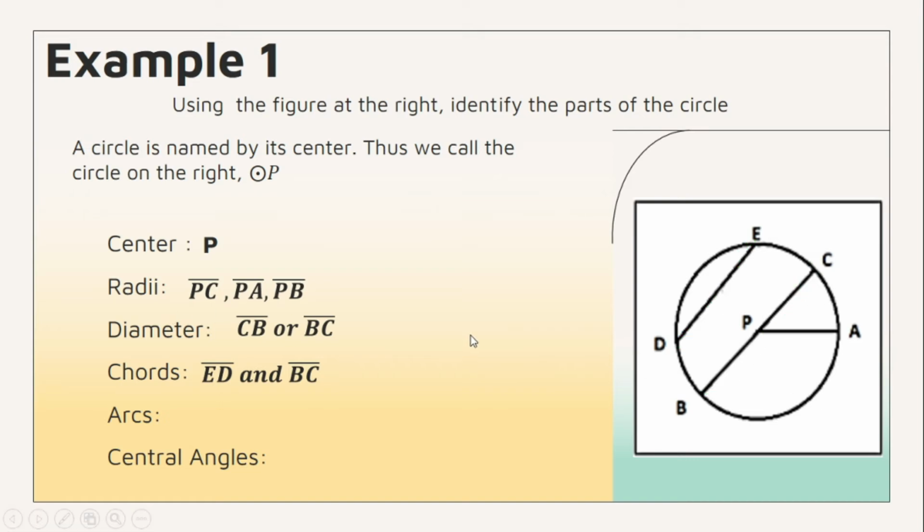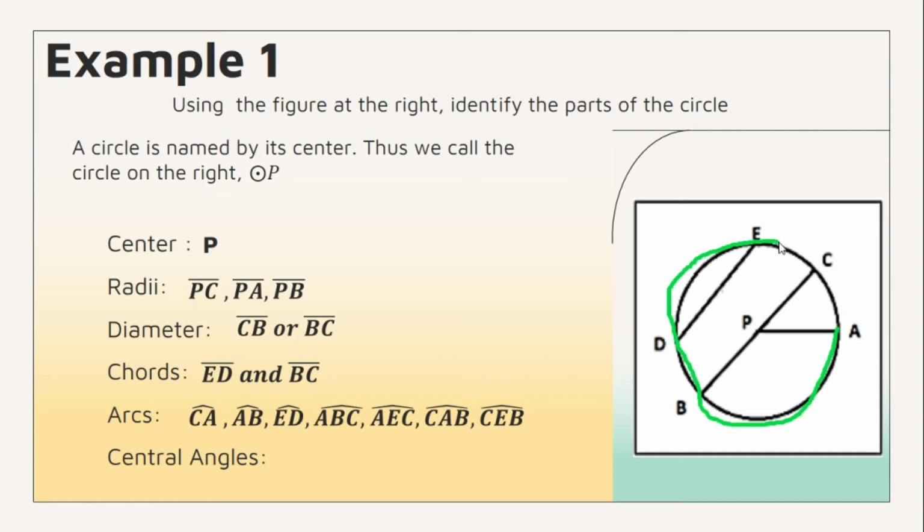And then we have the arcs. Okay? So we have CA, that's a minor arc. AB, another minor arc. We have A, B, C, this is a major arc, and we have A, E, C, another major arc. And then we have CAB, this is a semicircle, correct? And then we have CEB, another semicircle. Okay? And then we have central angles which are CPA, ayan.